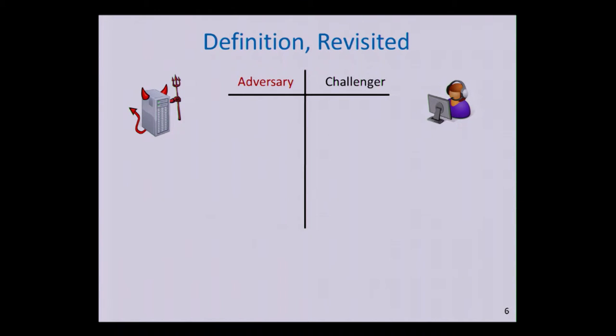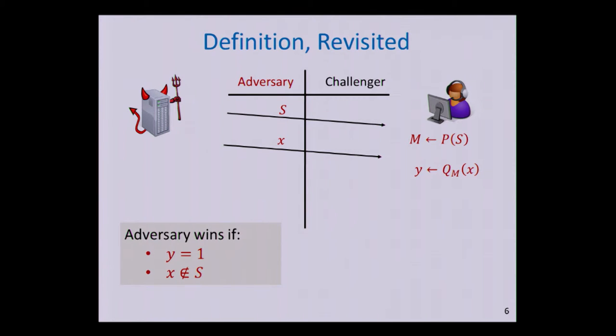OK, so how do I draw the original definition of a Bloom filter as a game? I have on one side an adversary, on the other side a challenger. The original definition says that it must hold for any S, so we think of S as adversarially chosen. The adversary chooses S and sends it to the challenger. The challenger preprocesses S and computes M. Then the adversary picks any element X, and the challenger computes Y, which is the query with this representation M on X. We say that the adversary wins if Y equals 1.